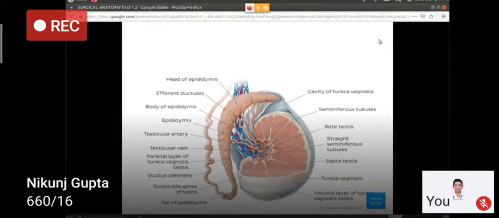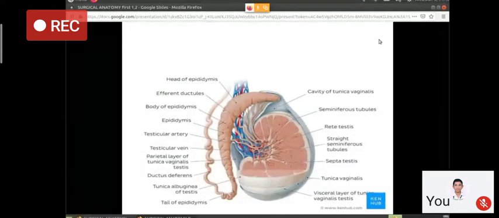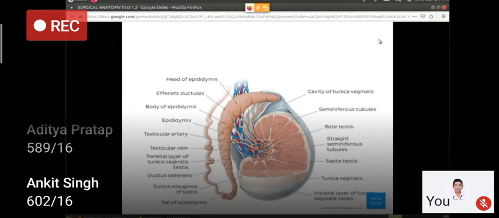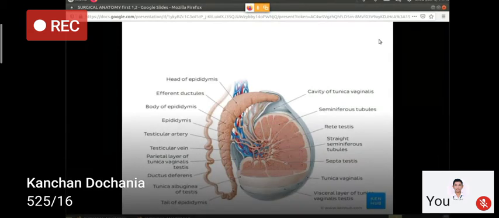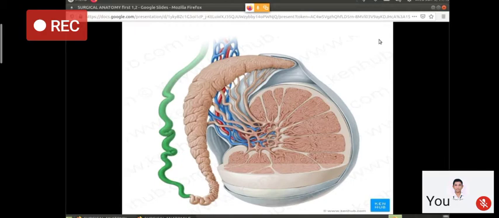Already discussed the tunica vaginalis, the two different layers of tunica, then septa testis in the center of the testis, straight seminiferous tubules, rete testis, seminiferous tubules. These are the different structures in the testis which are important in relation to disease. Then the tail of the epididymis, tunica albuginea testis, ductus deferens, parietal layer of tunica vaginalis, testicular vein, testicular artery, epididymis, body of the epididymis. These are the organs which are related to the testis.